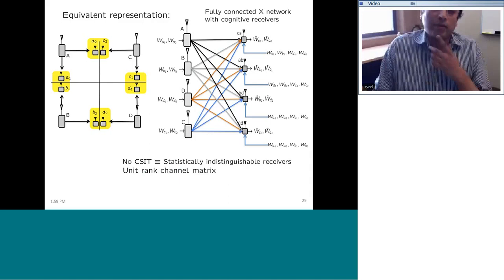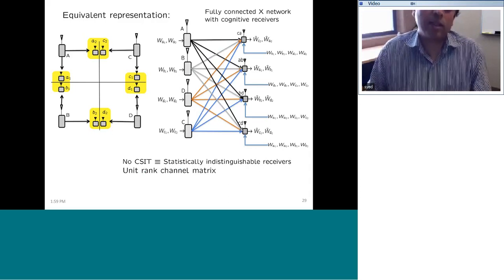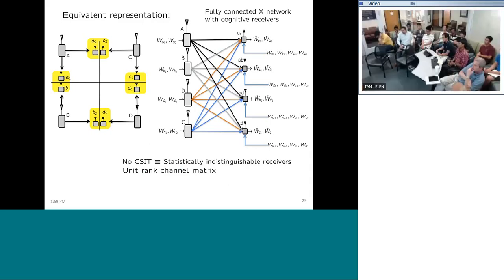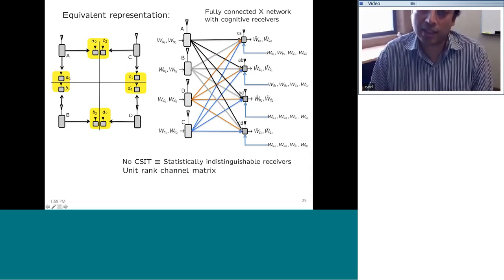Now the next thing I will do is I will make this channel rank 1. Why can I do that? Because remember, the transmitters have no knowledge of the channel coefficients. So the network is now fully connected, and the receivers are statistically equivalent. And in information theory, there's a property we use, which is the same marginals property, which says basically that the capacity depends only on the marginal distribution of each user's channel. So in this case, without loss of generality, you can assume every receiver sees the same channel coefficient.